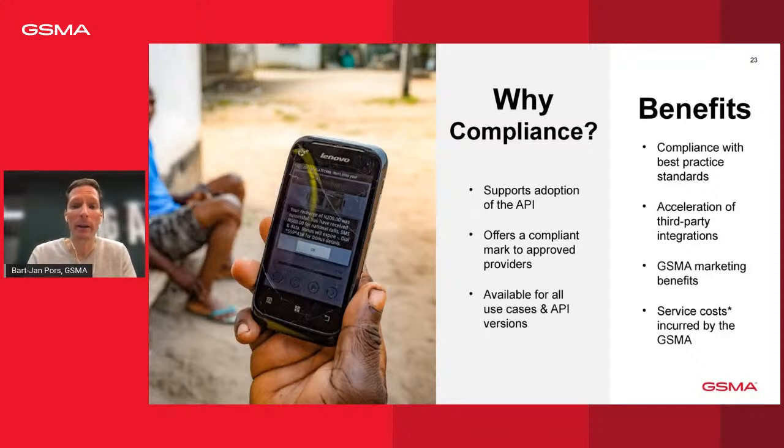Third, also as a benefit, as the GSMA, we support our industry with technology, but we also support our industry with advocacy efforts and the marketing benefits that come from building the solution and showing that compliance. And as I mentioned already, the service costs are incurred by the GSMA, so this service is offered to you free of charge.